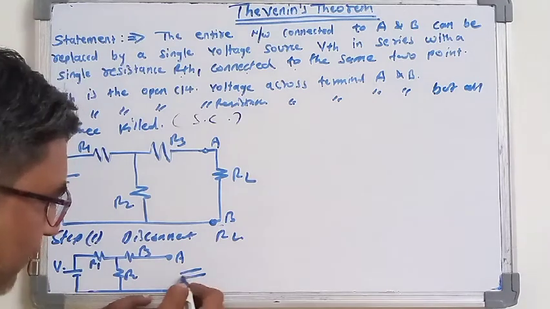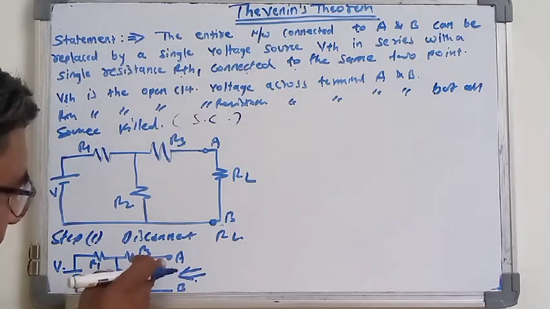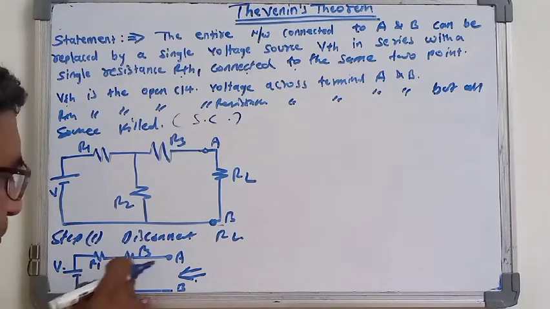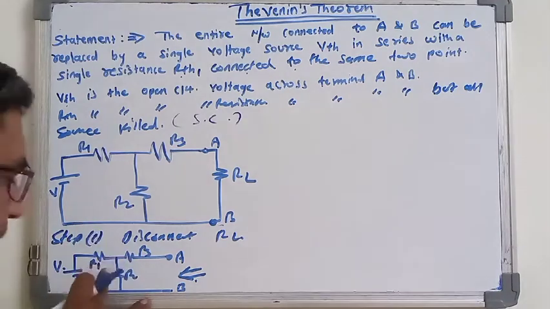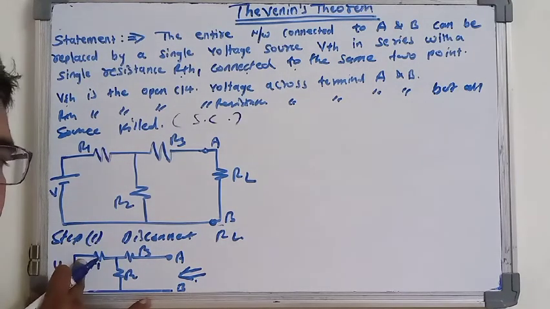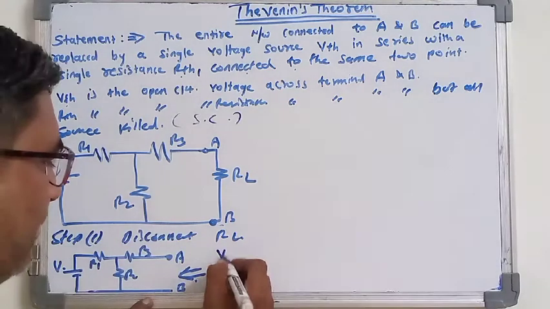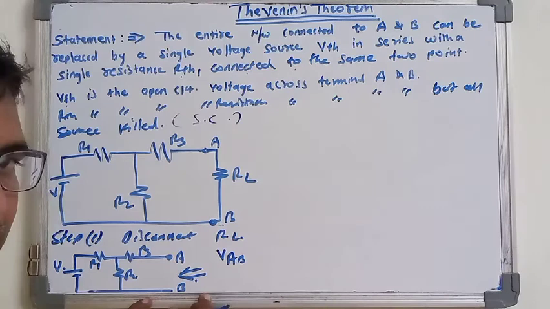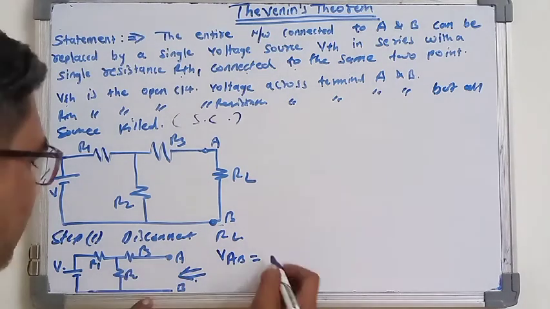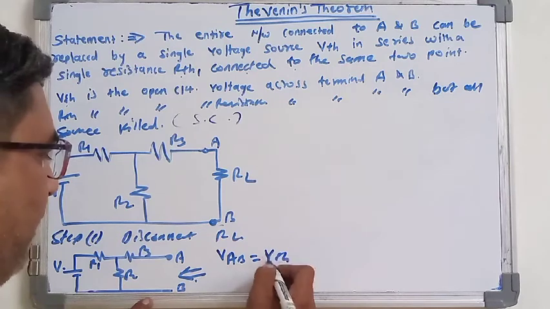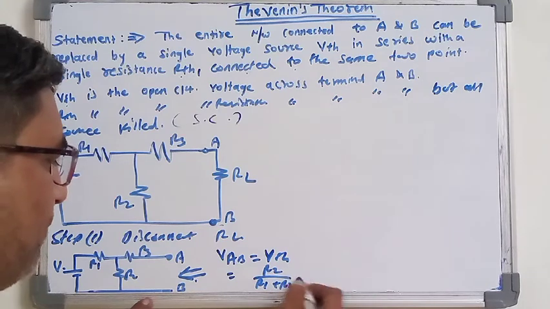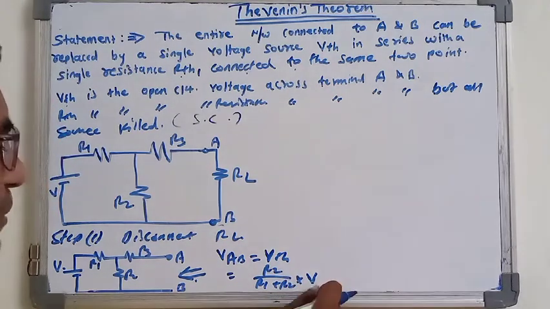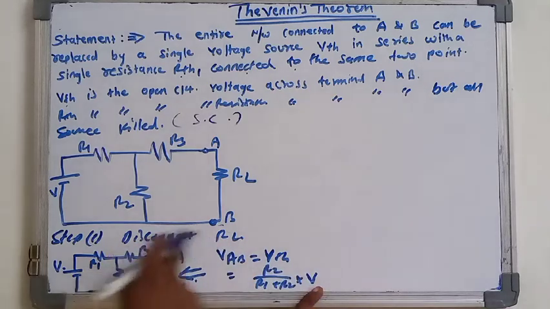Just by observing from this side, what will you observe? Only a small amount of current flows through R3 and R2, and the current is distributed, and due to that the current flows through R1. So the current through R3 is 0, and that's why VAB is equal to VTH, that is R2 divided by R1 plus R2, multiplied by V. You obtain this value by disconnecting the load RL. That is step number one.